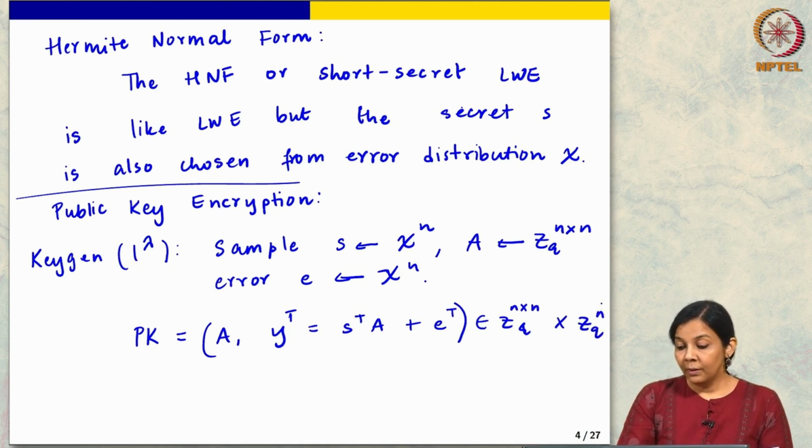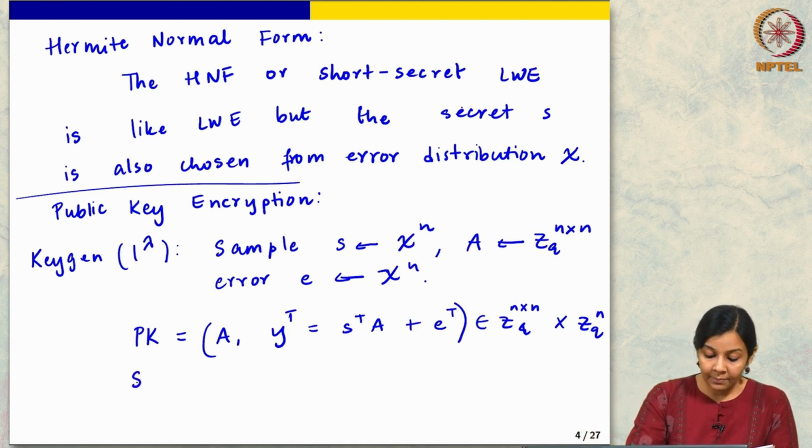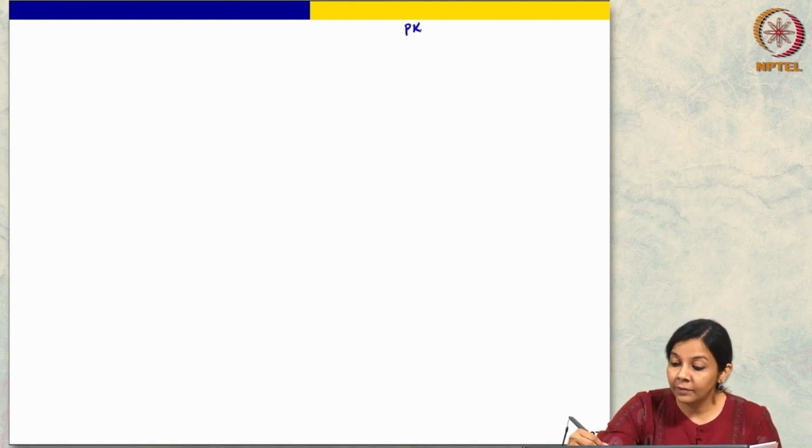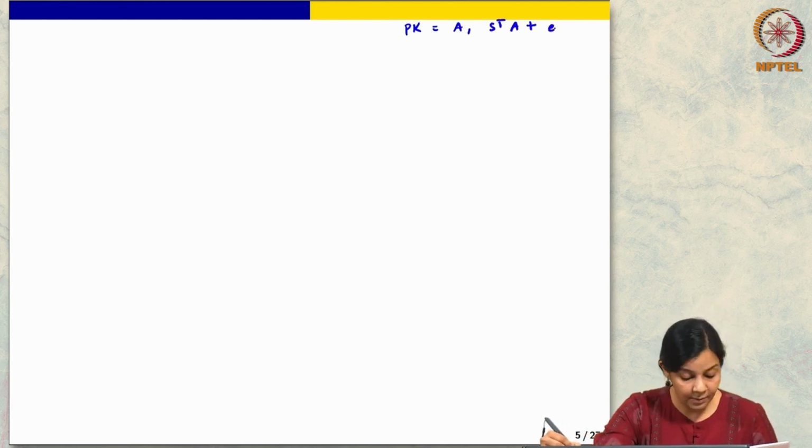Okay, so basically my public key is a matrix together with an LWE sample generated with respect to that matrix, and my secret key is the LWE secret. So my secret key is going to be S. I will write it here so that everyone remembers. Public is A and S transpose A plus E transpose, and the secret key is S.